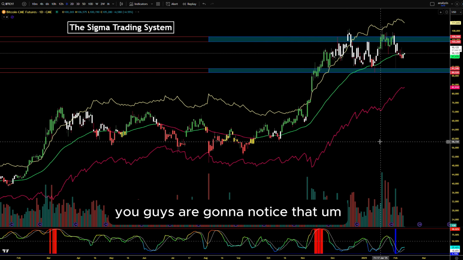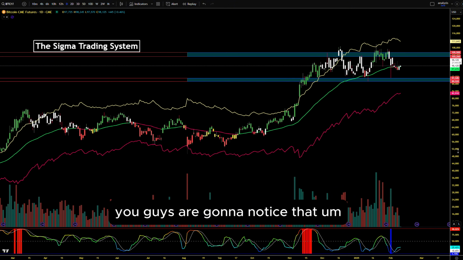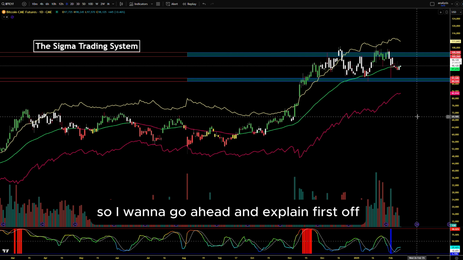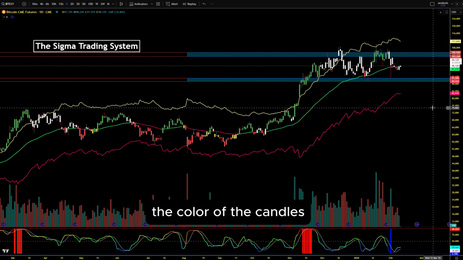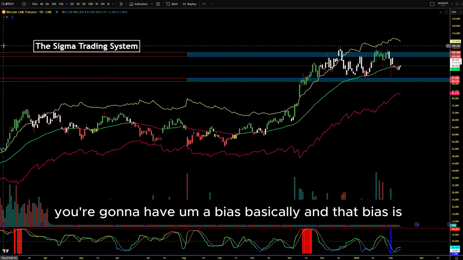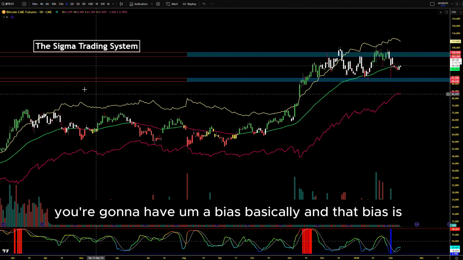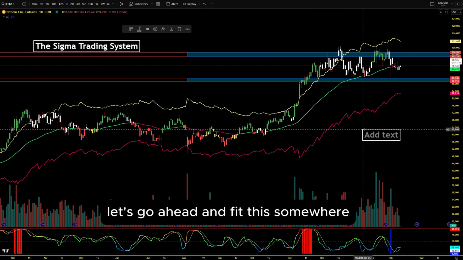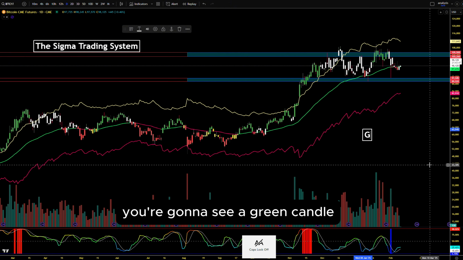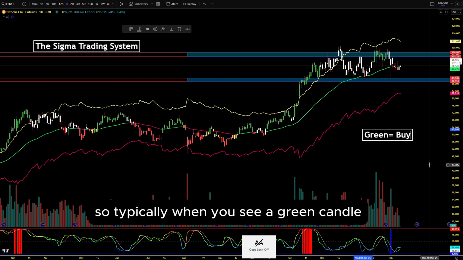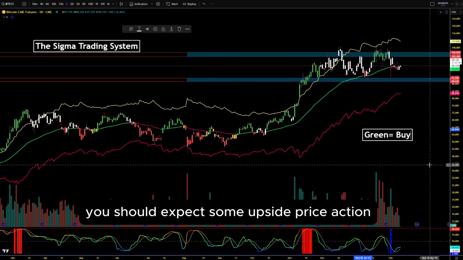First things first, you guys are going to notice the color of the candles, and then you see this range right here. I want to explain the color of the candles first. When you see the color of the candles, you're going to have a bias. You're going to see a green candle. A green candle is going to equal buy. So typically when you see a green candle, you should expect some upside price action.